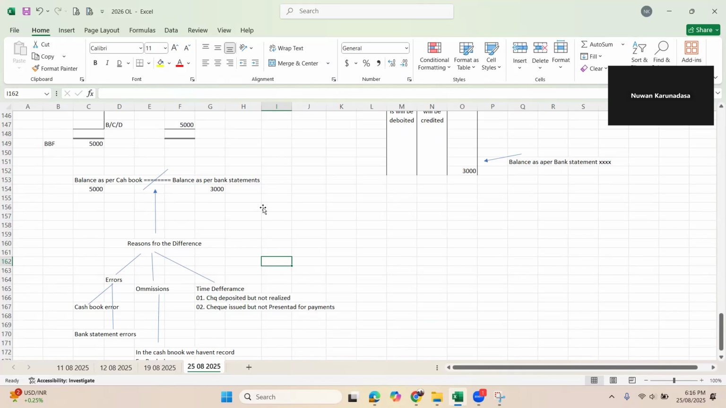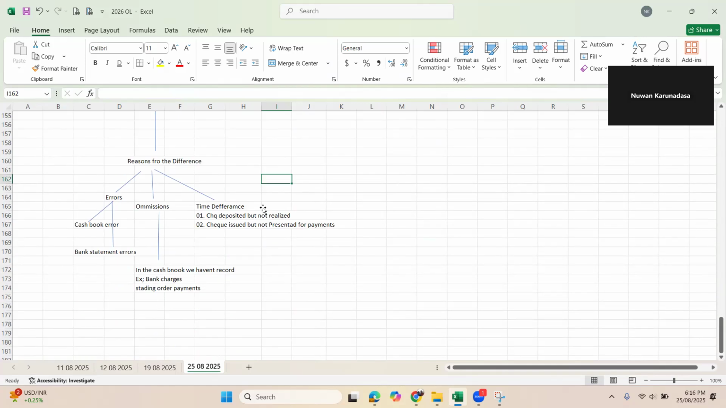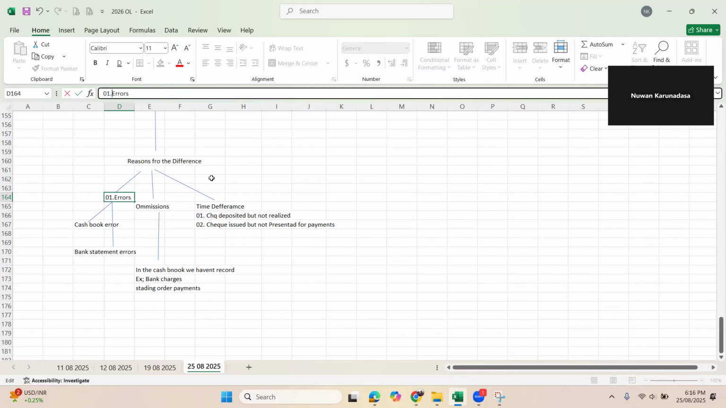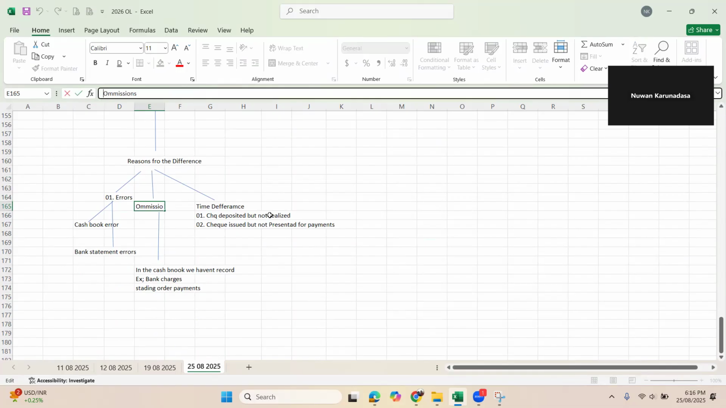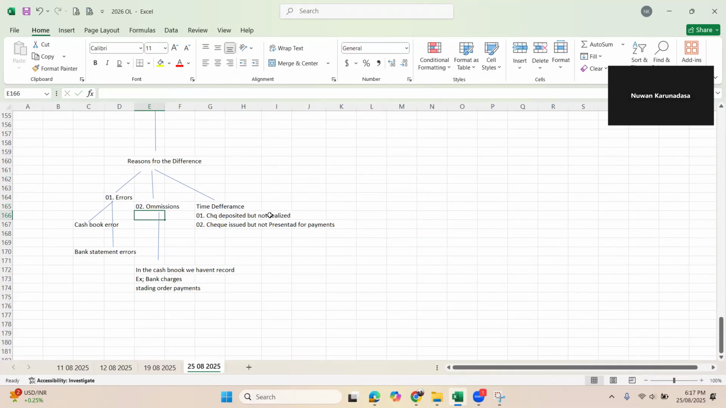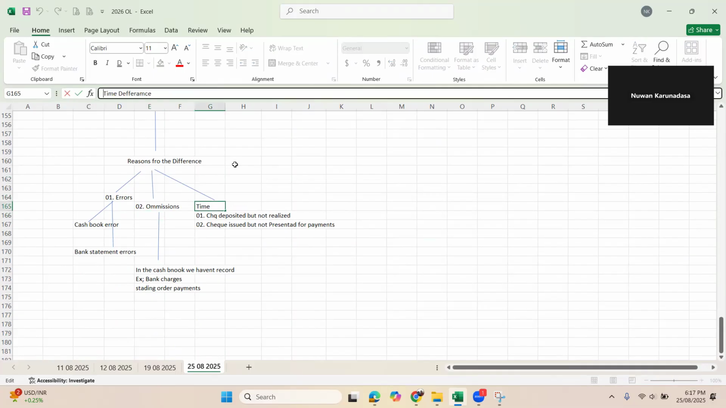Right? Very important. See, there are three reasons for the difference. Number one, due to errors. In our cash book, there can be errors, or in our cash book, there can be some omissions. Omissions means some of the transactions we haven't recorded. Third one is due to time differences. There are two reasons for the time differences. The first one, check deposited but not realized. Second one, check issued but not presented for payments.